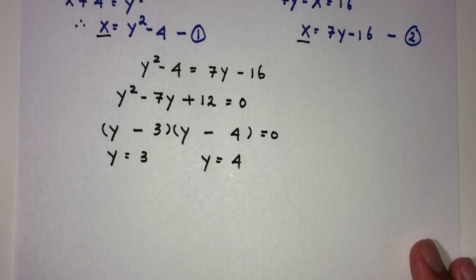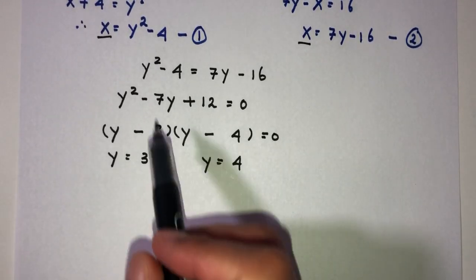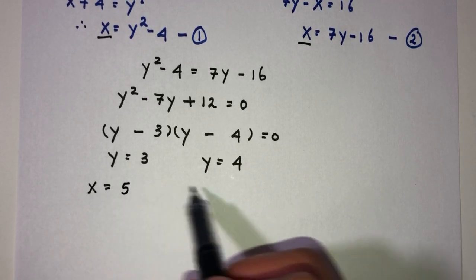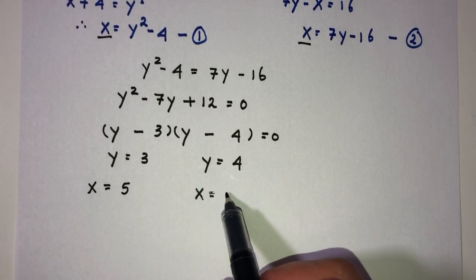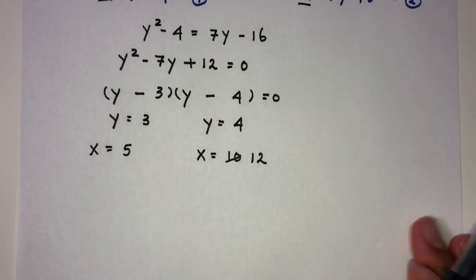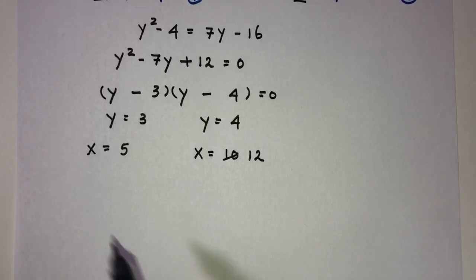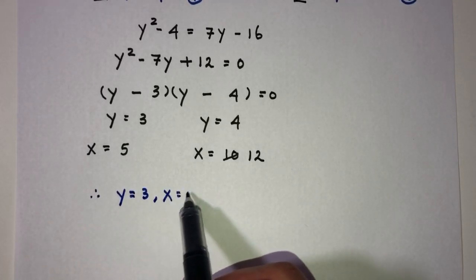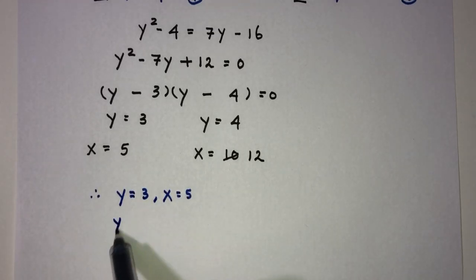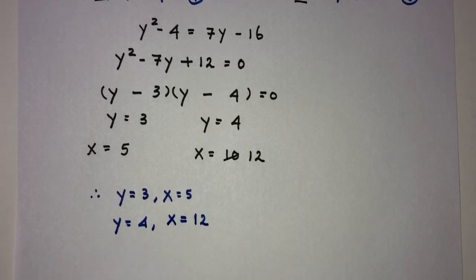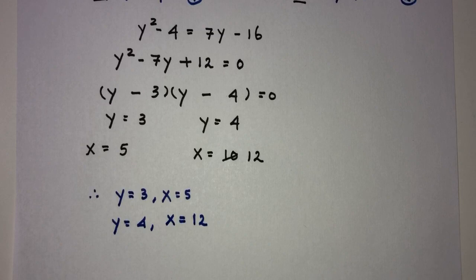Now we have to find the corresponding value of x. Replace the value of y here. You will have x is equal to 9 minus 4, which is 5. And x is equal to 16 minus 4, which is 12. So from here we conclude that we have two solutions. We have y is equal to 3, x is equal to 5, or y is equal to 4 and x is equal to 12. And that is your question number 4.